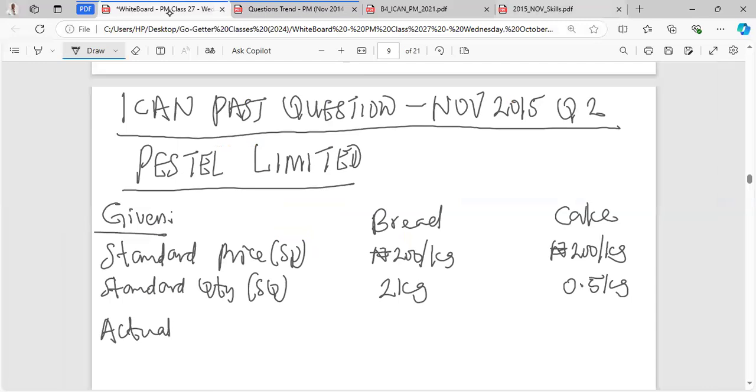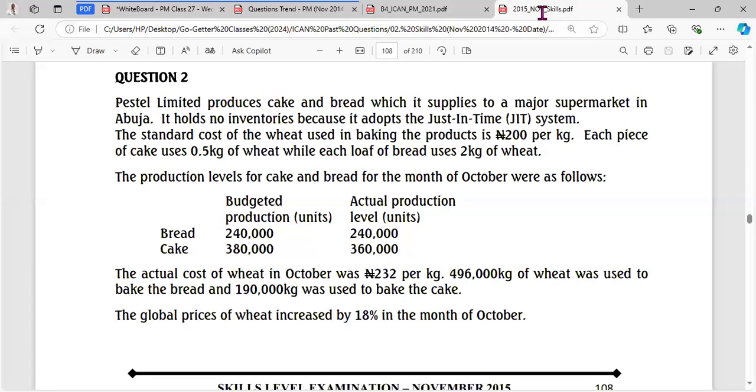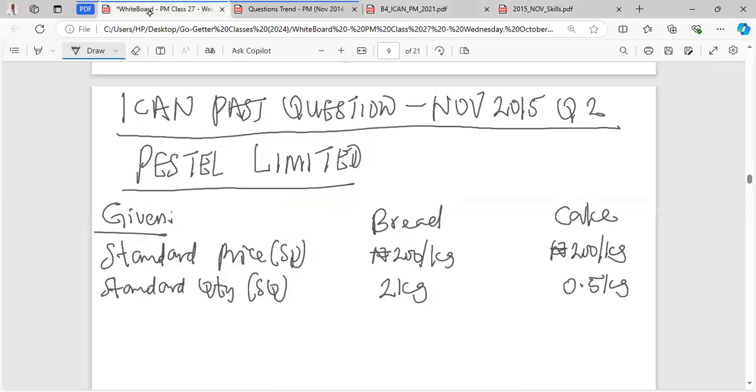Actual. Okay, this is budgeted. This is actual. So let's start with budgeted first. And they say it's just in time, which means everything they produce, they sell, because there is no opening and closing stock, no inventory. So I will come here. This is budgeted. So in budgets, budget is taken from standard.